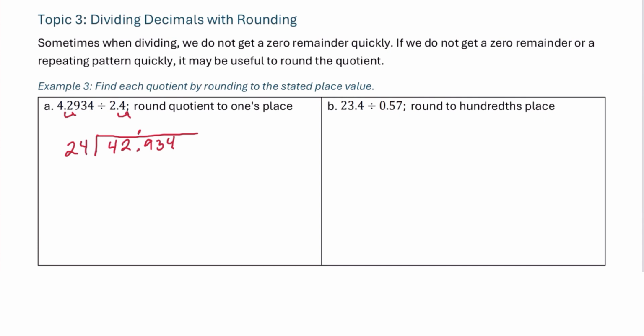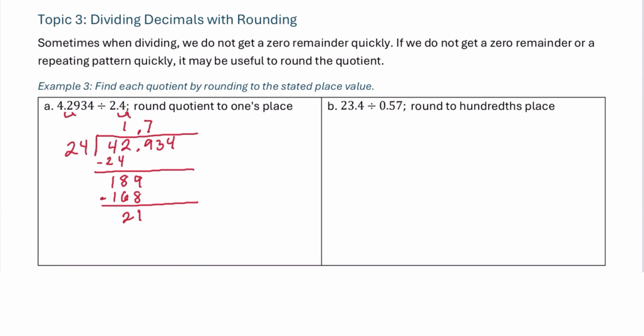24 will go into 42 one time. 1 times 24, we subtract, and we get 18. Bring down the 9. 24 will go into 189 7 times. 7 times 24 is 168. Subtract, and we get 21.